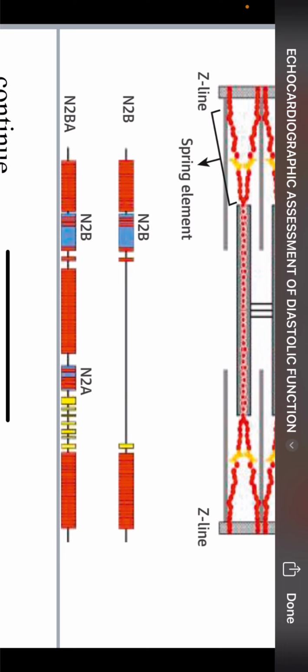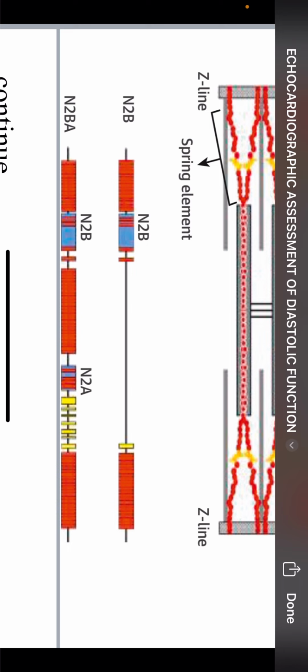We are going to look at the relationship among left atrial pressure, LV pressure, and then Doppler velocities. So we've talked about myocardial relaxation. How are you going to measure myocardial relaxation? One thing I've said already is isovolumic relaxation time. It will measure myocardial relaxation. Another measure of myocardial relaxation is going to be tissue Doppler.